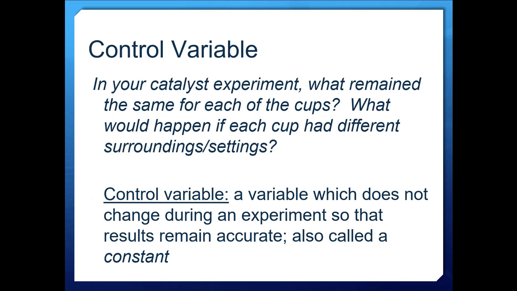So whenever you have a control variable, what remains the same for each cup? So we had a paper cup, a glass cup, and a rubber cup. What would happen if each cup had different surroundings or settings? So the variable does not change in an experiment. That remains the same. That's called a constant. Be careful. In science, a constant means it doesn't change. In mathematics, a constant is a number.